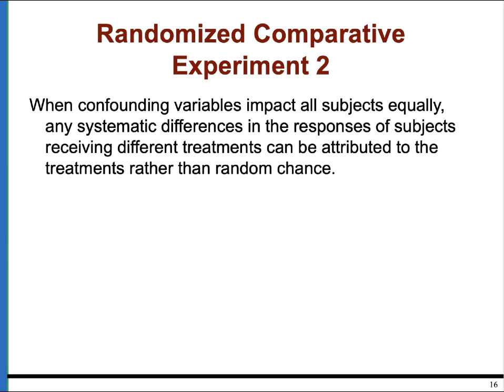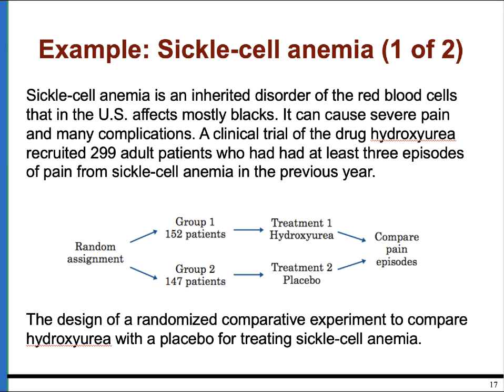So keep in mind what's happening here is the confounding variables are impacting all subjects equally. So any differences that you see in the response to receiving different treatments can actually be attributed to the treatments. So the way that we would set up a comparative experiment is that we would always start with random assignment.